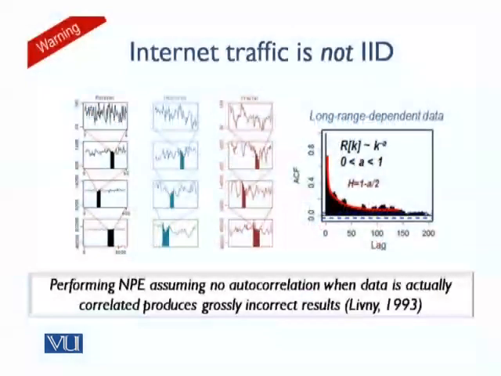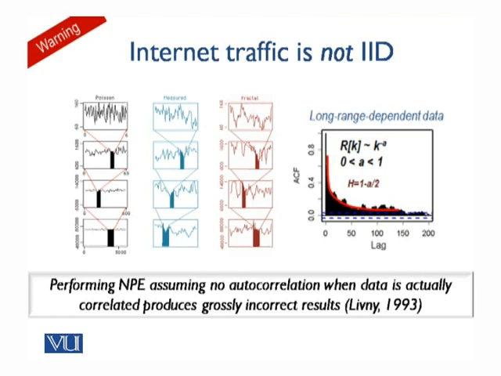Let me first of all give you a warning, in the sense that it has been proven time and time again that internet traffic is not IID. I refer you to the discussion on fractal traffic and on self-similarity, where we discussed how internet traffic is highly correlated, and we've even seen that the autocorrelation function decays hyperbolically. So you have a lot of correlation, and you also have a lot of variability. It's important to realize this, because if we do not consider the autocorrelation, our network performance evaluation results are going to be very, very wrong. So we must take this into account.